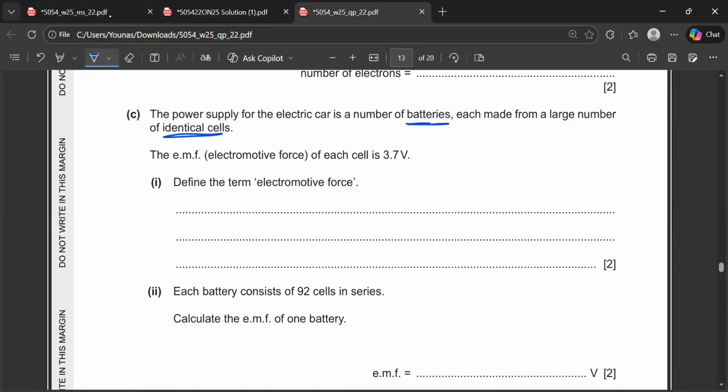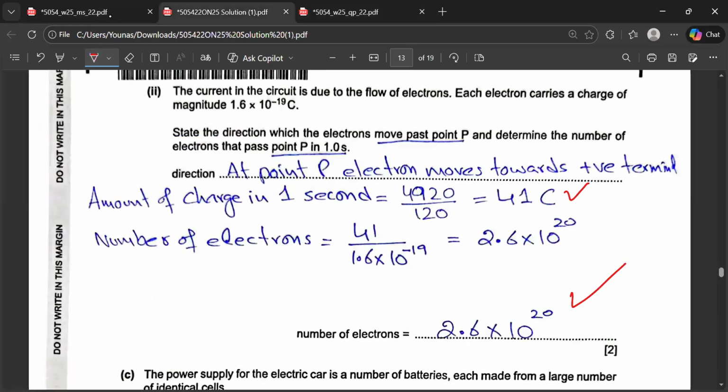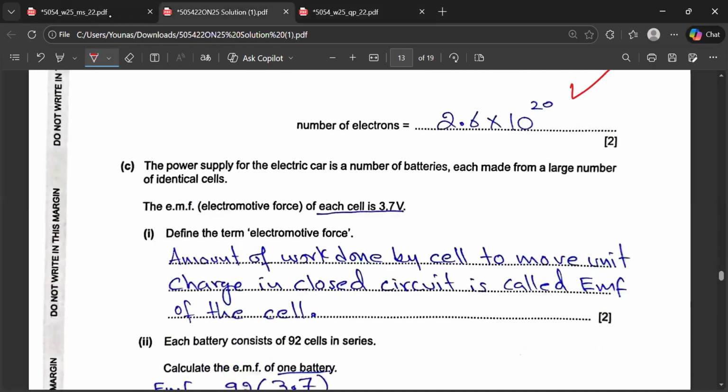The EMF, electromotive force, of each cell is 3.5 volt. Define the term electromotive force. Electromotive force is the work done by the battery or by the cell to move unit charge in a closed circuit. So let me show you my written definition. It's a very famous definition.